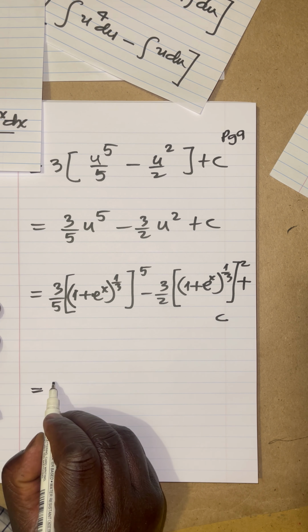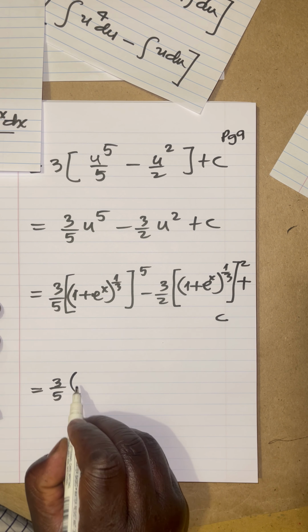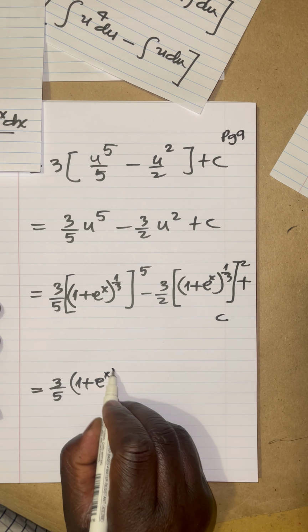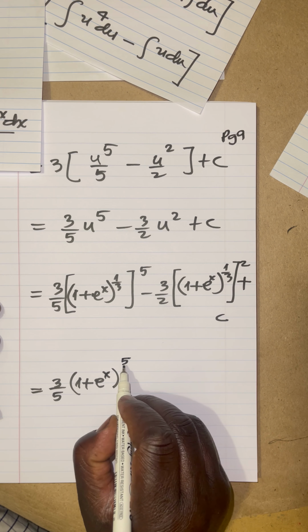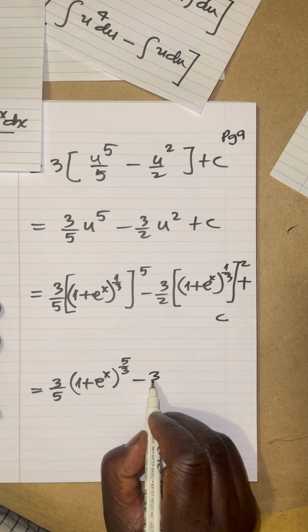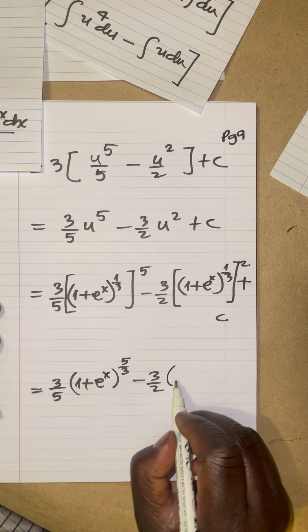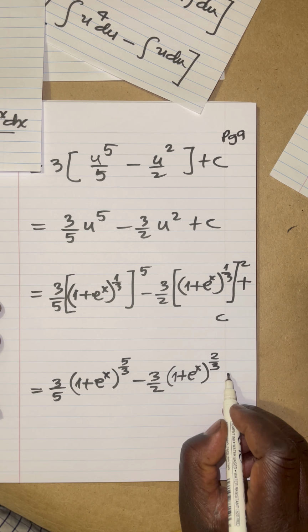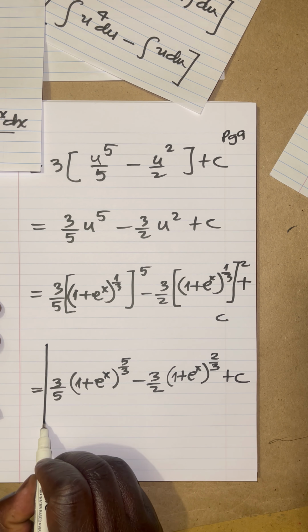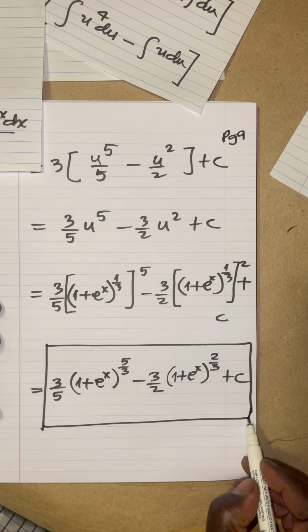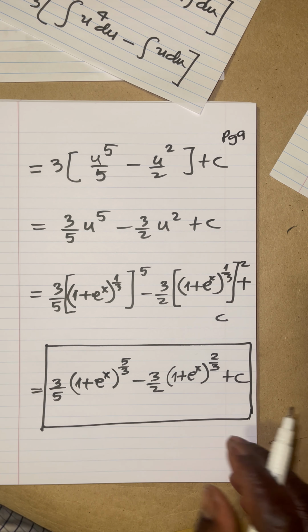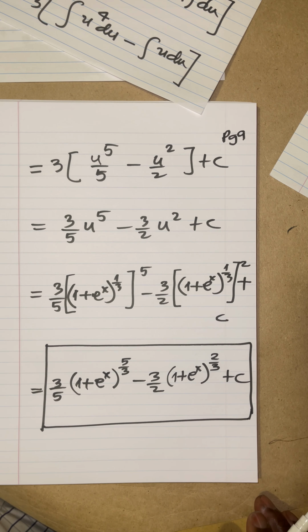So our final solution is 3/5 times (1 + e^x)^(1/3), and 5 must multiply, so that's the power 5/3, and then minus 3/2 times (1 + e^x)^(2/3), and then plus c as our constant of integration there. So this is our final solution to integral number 3, which is this one here. Right, this is where I'm going to stop in this video.